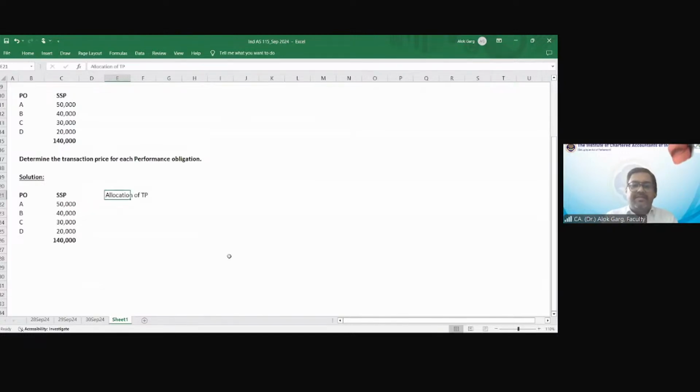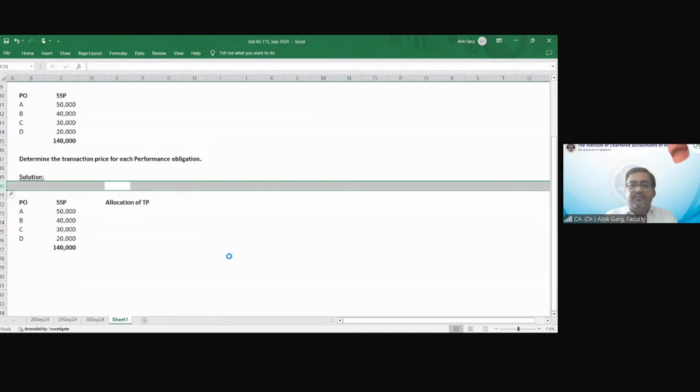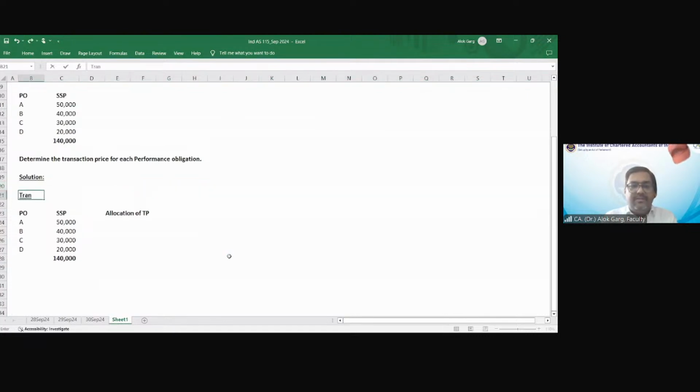I'll write transaction price as TP. In the ratio of what? Transaction price needs to be allocated, in accordance with Ind AS 115, in the proportion of, in the ratio of standalone selling price of the performance obligations. I'm just solving this question.